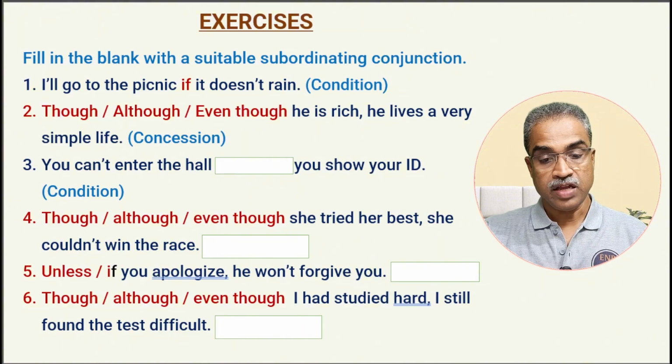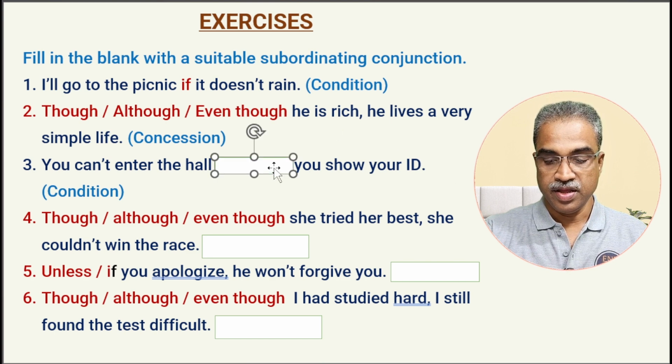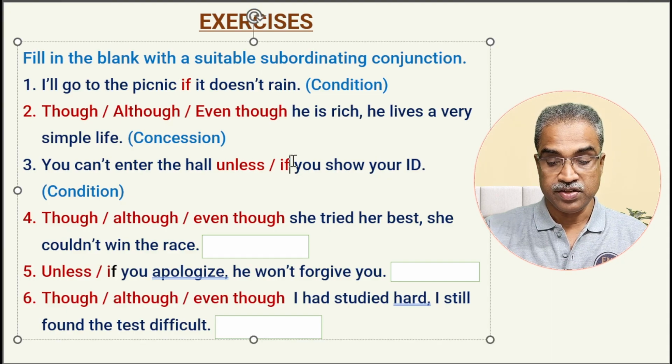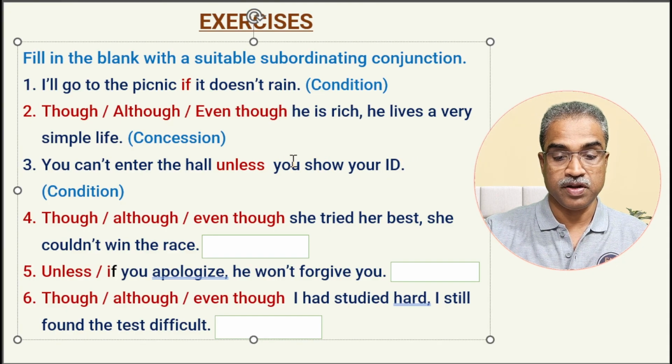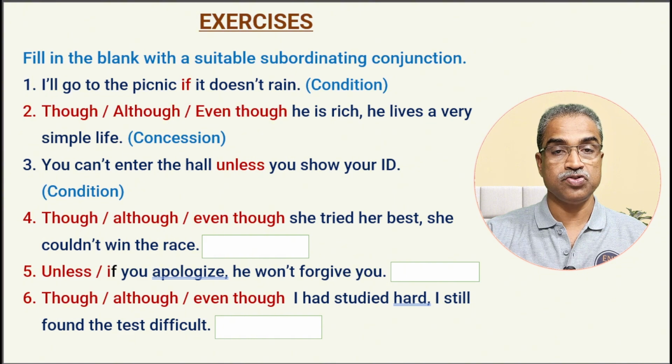Next: you can't enter the hall, dash, you show your ID. Condition. It means you can't enter the hall on condition. What is our condition? Yes, unless you show your ID card. You can't enter the hall unless you show your ID card. Now, if you use if here, then you can't enter the hall if you do not show your ID card. So for the moment, I'll remove this if so that you will not be confused. This is the one. Okay, unless. You can't enter the hall unless you show your ID card.